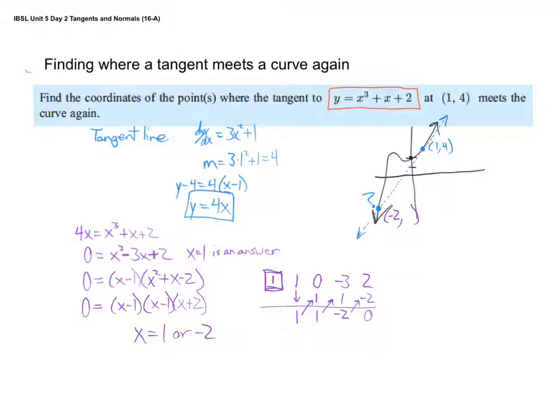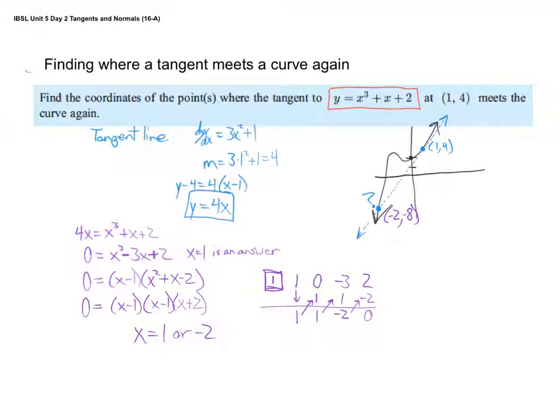So, now that I know x is negative 2, I can plug that in. Where do I plug it in? Either one. Save yourself a little work and plug it into the line. 4 times negative 2 is negative 8. You could double check your work by plugging it into the original function as well.